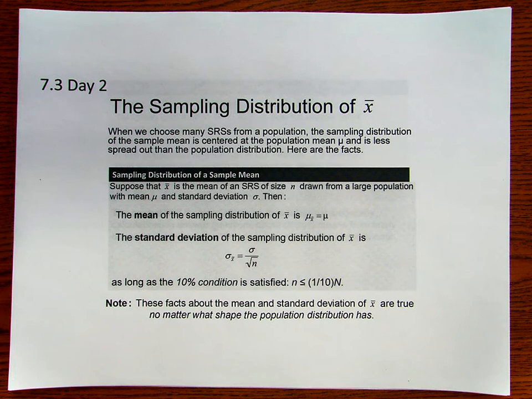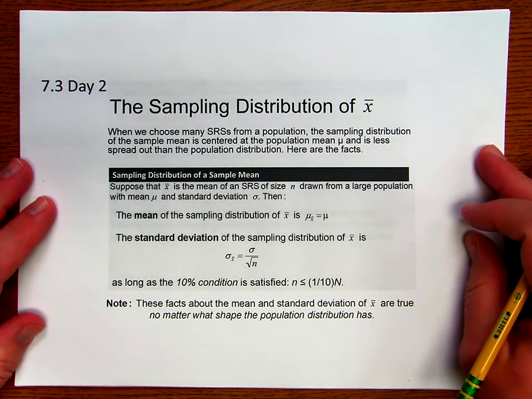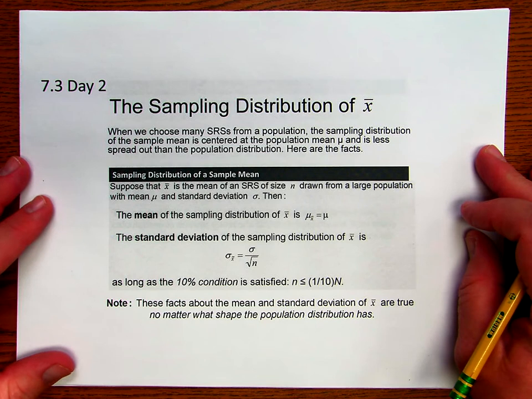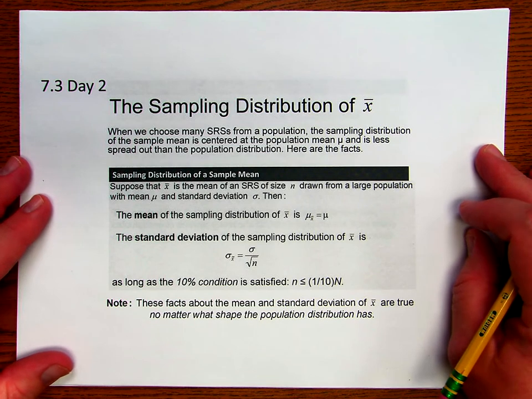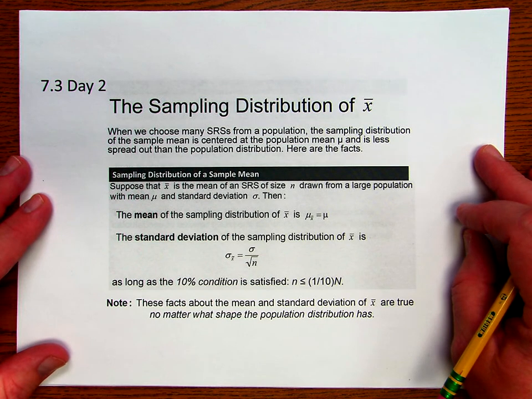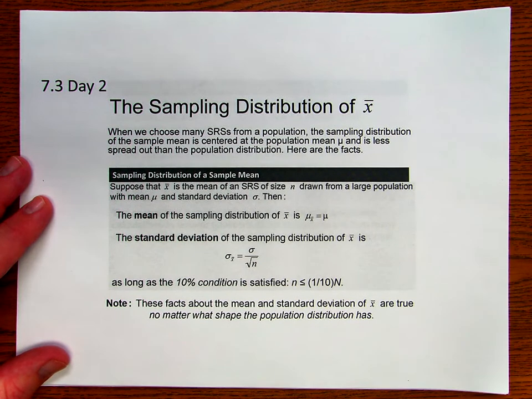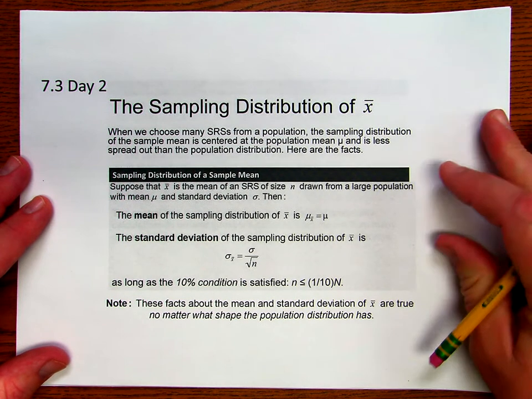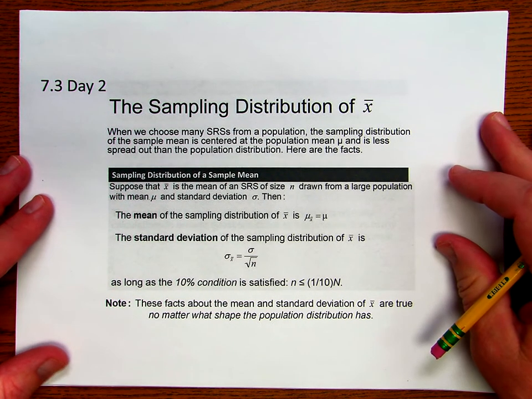Today is day 2 of section 7.3. Section 7.3 is a sampling distribution for sample means. This is a pretty big deal in terms of stuff that we're going to be using for the rest of the course. A decent amount of material was thrown at you in the last lesson. This will recap the highlights in terms of facts and formulas, and then a few more practice problems that address this.